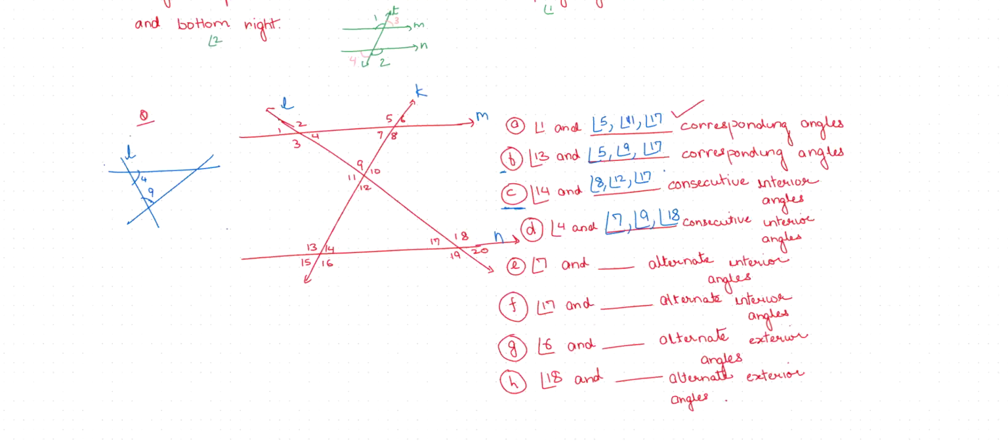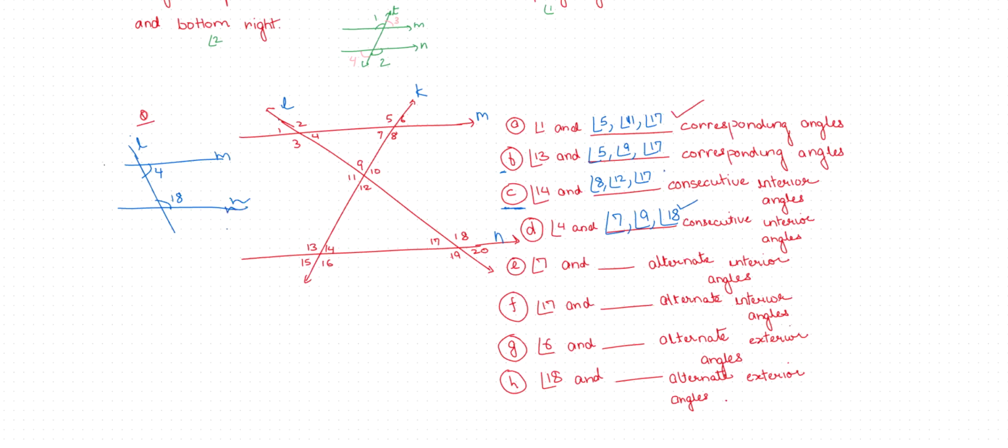So we can see 4 and 9 are the consecutive interior angles here, and the transversal line here is L, which is cutting the lines M and K. L is cutting both the lines, so it is the transversal. In this case, we see 4 and 18, they are consecutive interior angles, and the transversal is L and the lines it is cutting are M and N.